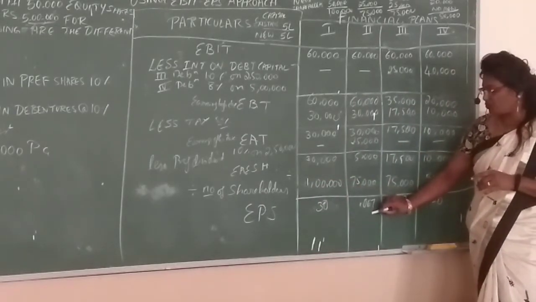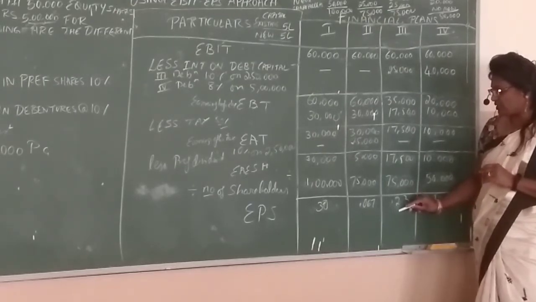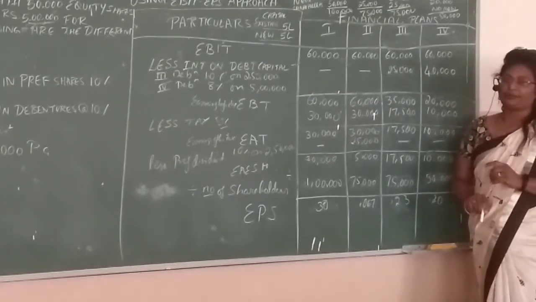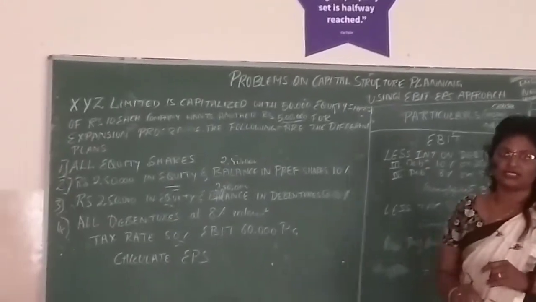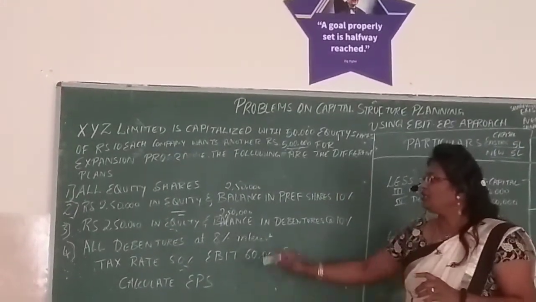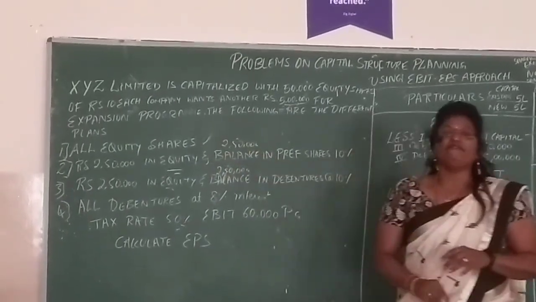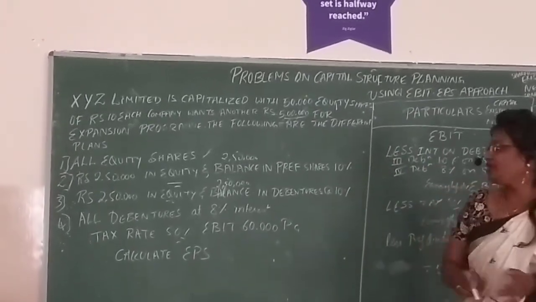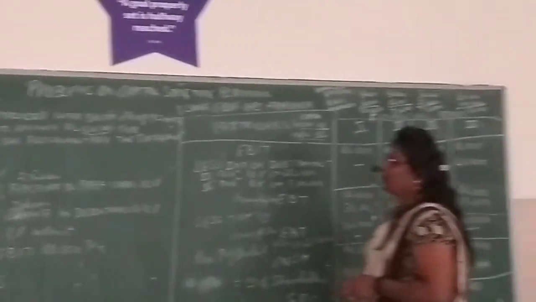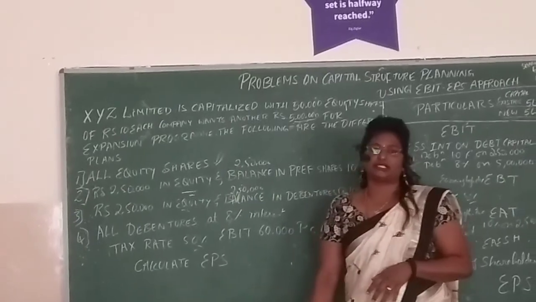Earnings per share in plan 2 is 0.67. Here 0.23, that is 23 paisa, and it is 20 paisa in the last plan. So according to this problem, plan 1 is beneficial for equity shareholders. According to this situation, they can raise funds through this method. All equity shares will give the maximum earning per share, that is 30 paisa per share, the maximum earning in this problem. So they can go ahead with issuing all equity shares. Thank you.